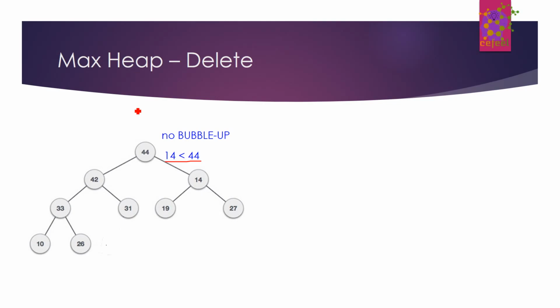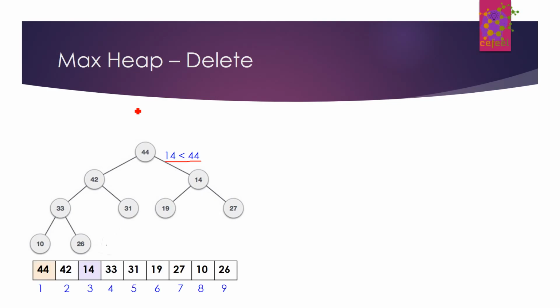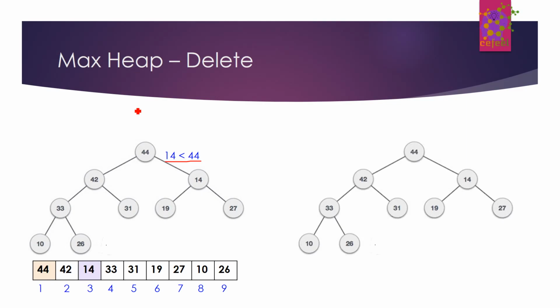So there is no need to bubble up. So we just stop here and then we are done. Cool. So there was no need to bubble up, so the array remains the same. And now let's see if the lower property is satisfied, which means if the children are less than the new node. So let's see the bubble down property.